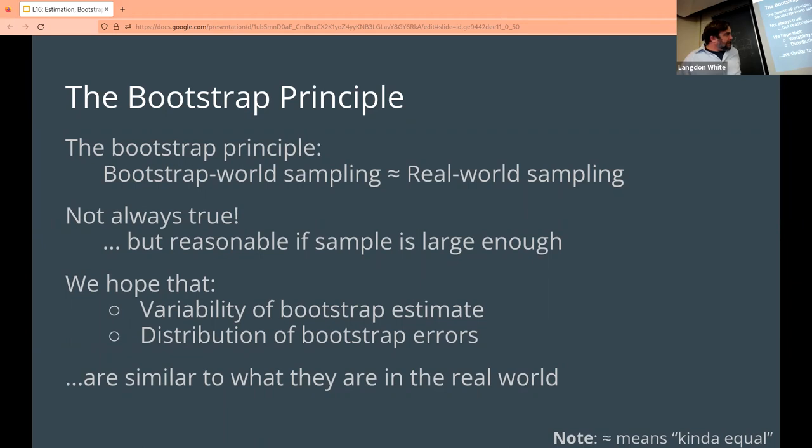And so I just want to point out, Bootstrap world sampling, this is where the math comes in, but it is roughly equivalent to real world sampling. So it's not as good, but we hope to get it pretty close, okay? It's not always true, but it's reasonable if the sample is large enough. And we hope that the variability of the Bootstrap estimate and the distribution of those errors are similar to what they are in the real world. Okay?